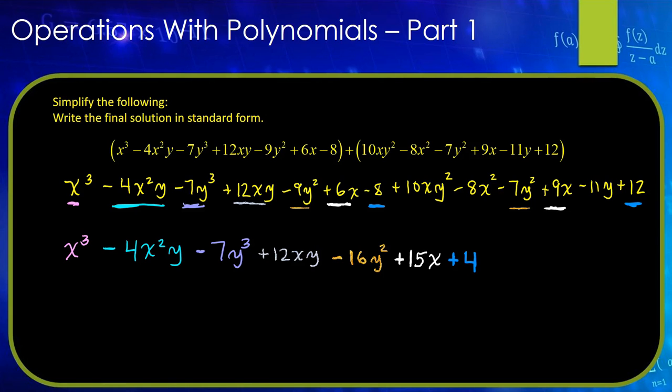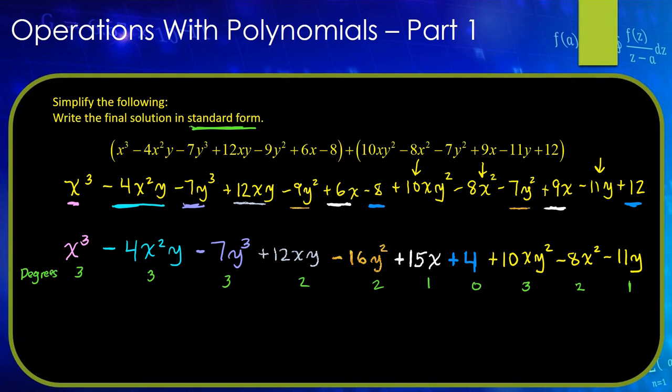The remaining things, the 10xy squared, the minus 8x squared, the minus 11y, they don't have any more like terms with them, so I just rewrite those. But now when I look at these and I want to put it in more of a standard form, I have to look at their degrees. So as I said, these are the degrees of each one of the terms. So when I rewrite this, I want to at least have all the 3 degrees together. I want to have all the 2 degrees together, and I want to have all the 1 degrees and the constant term last. That's generally the principle behind it.